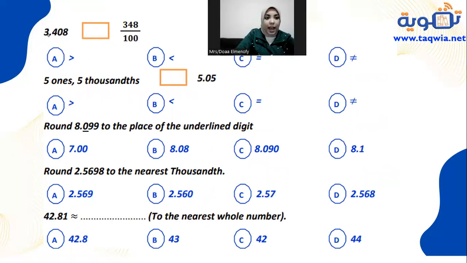Okay. Now we have 3.408 and 348 divided by 100. So how can we write this in decimal form? So here when we have 2 zeros, we're going to move the decimal point 2 places to the left. So here it's 1, 2. So it's going to be 3.48. Now we can compare.